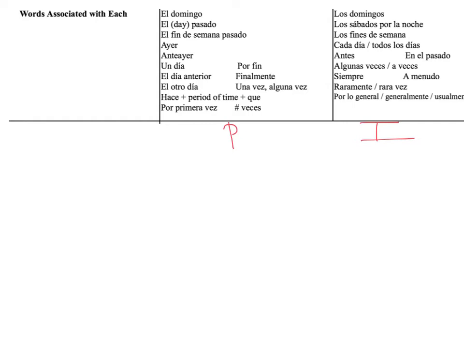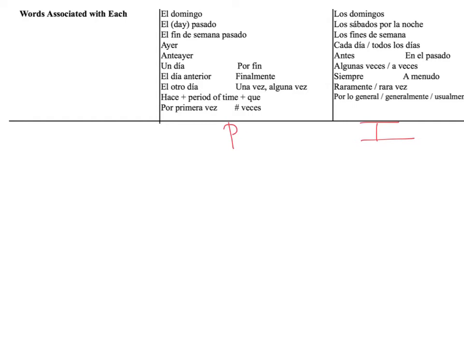We can use el and then put in any day, pasado, el lunes pasado, last Monday, so last whatever day. El fin de semana pasado, last weekend. Ayer, yesterday. Anteayer, the day before yesterday. Un día, something we already talked about, one day. We have words that are sequencing type words. Por fin, finalmente, finally. Sequencing words like moving the story along. El otro día, the other day.